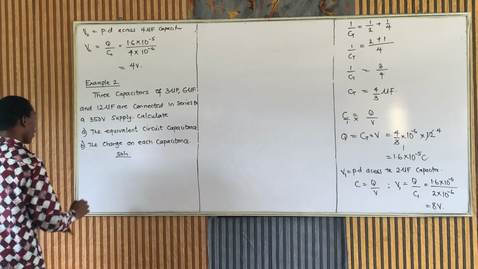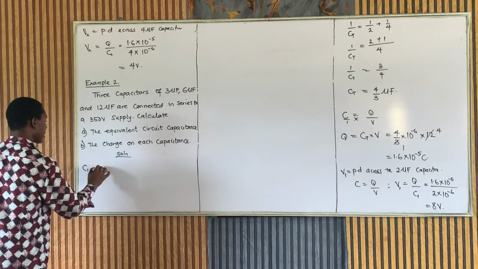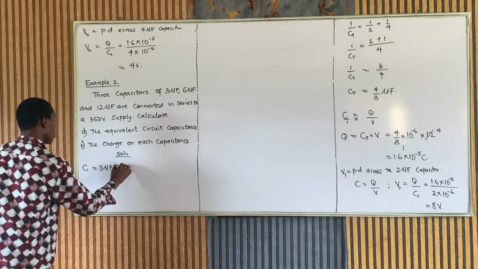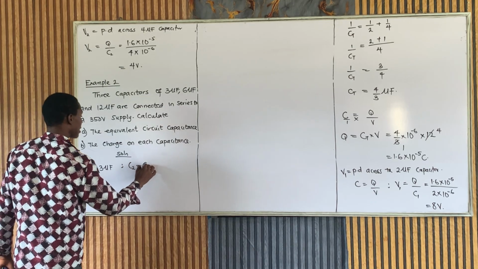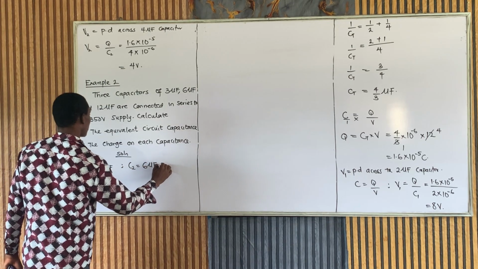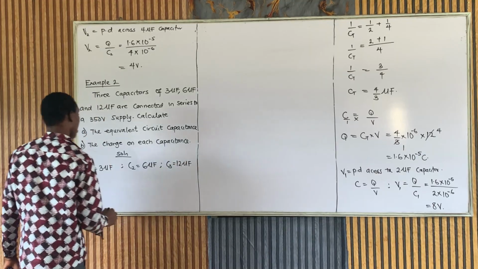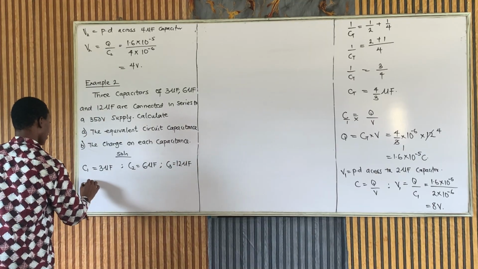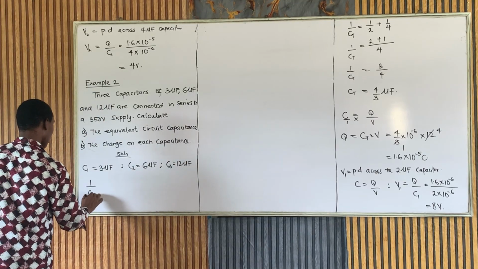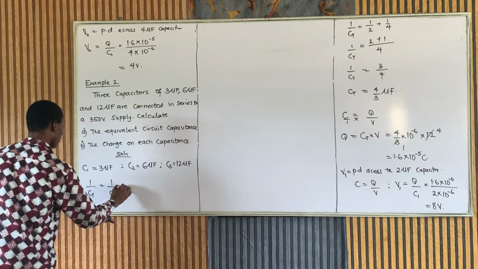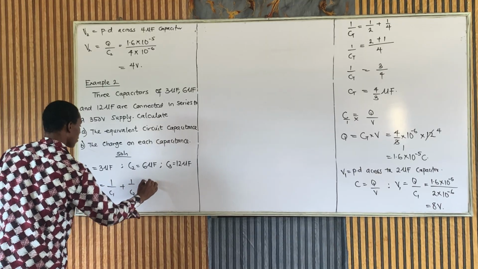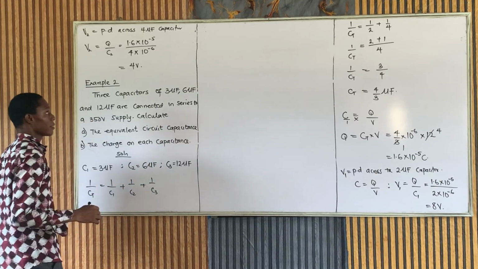So let's write out what we are given now. We are given 3 capacitors. C1 is 3 microfarad, C2 is 6 microfarad, and C3 is 12 microfarad. And then we are told that 1 over C total is given by the formula 1 over C1 plus 1 over C2 plus 1 over C3.